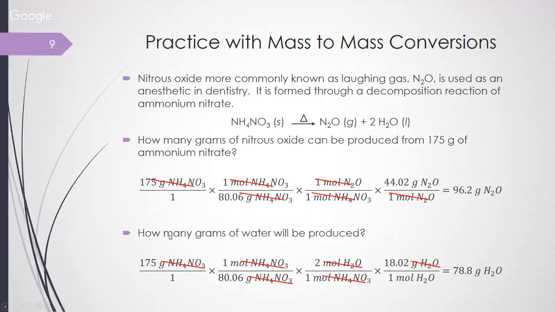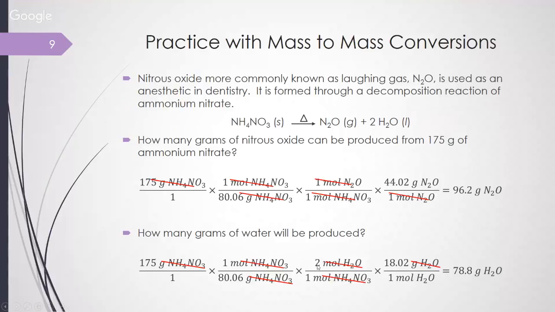So then from this reaction, how many grams of water will also be produced? I start with my given information again. I also need to find my molar mass of water, which says 2 times the mass of hydrogen plus 1 times the mass of oxygen, so 18.02 grams per mole. First step is to convert mass into moles. I divide by the molar mass.